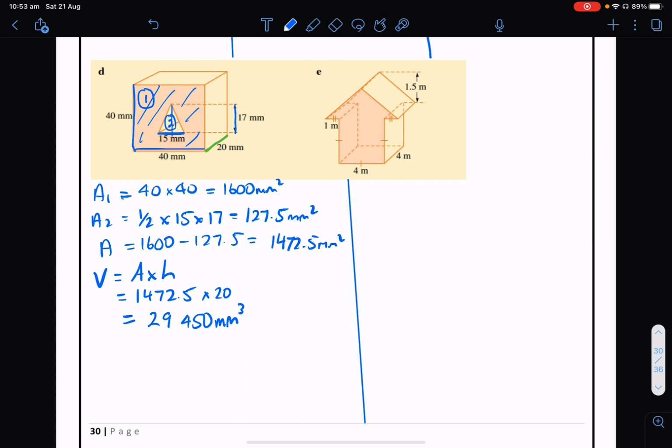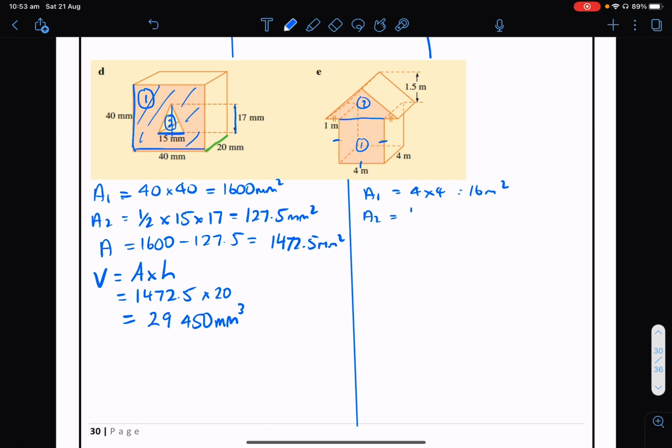Okay, last one over here is a triangle and what do we got there? A square. So 1 and 2. So area 1, nice and easy. These lines tell me that it's a square, so it's 4 times 4, which is 16 meters squared. Area 2, half base times height.